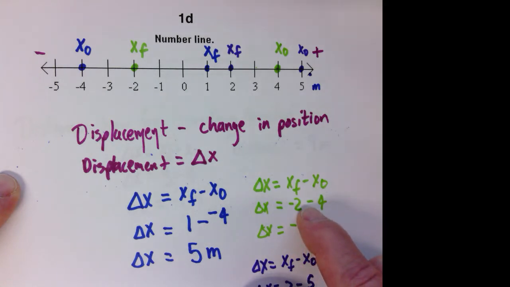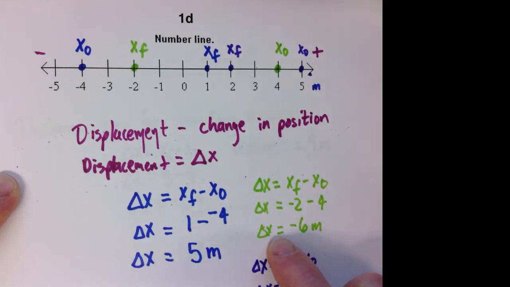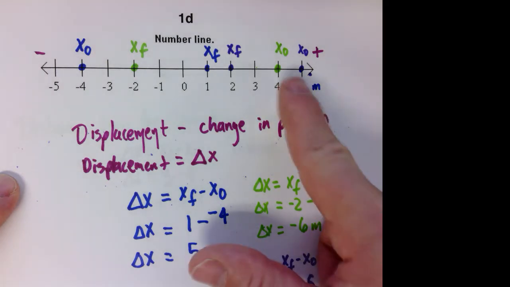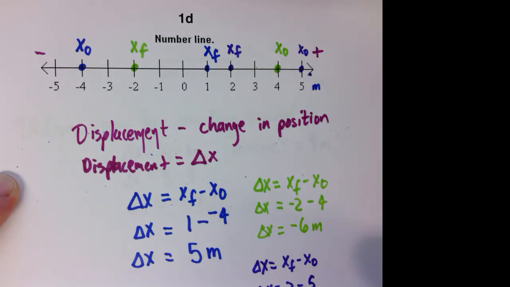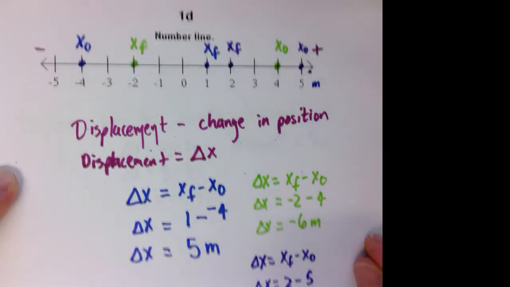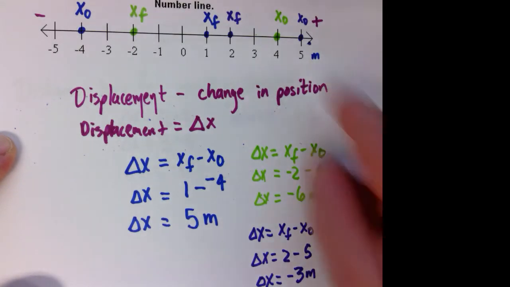The initial is 4, so minus 2, negative 2 minus 4 is negative 6 meters. In other words, the position changed by 6 in the negative direction, a magnitude of 6, a direction that is negative. That's the displacement. The object was displaced from here to here, negative 6 meters.